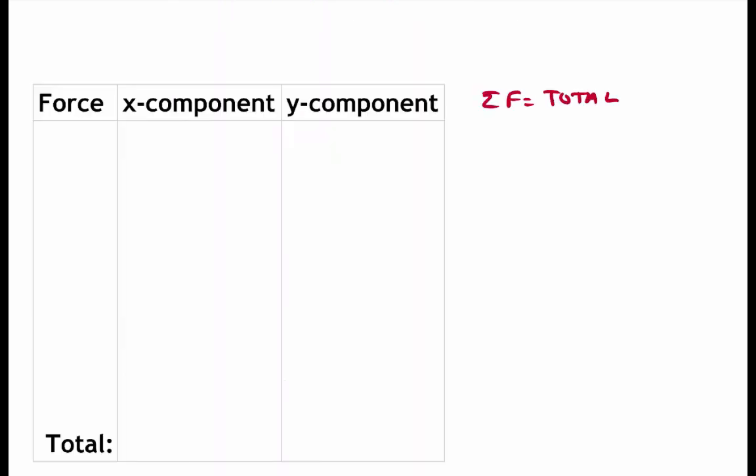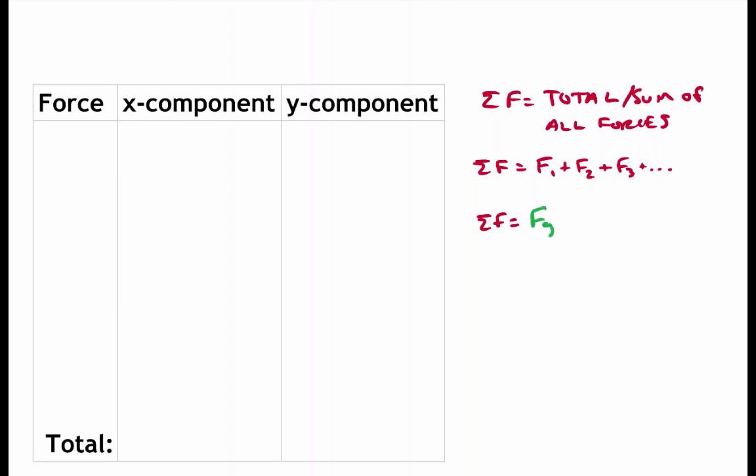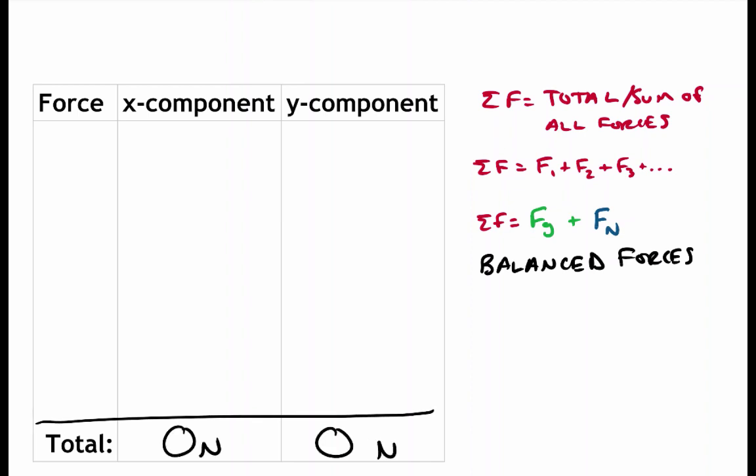The net force is the total force, or the sum of all the forces. So the net force would be F1 plus F2 plus F3 and so on. For this problem, the net force is equal to the force of gravity plus the normal force. We know the forces are balanced, which means that the total force in each x and y direction is 0 newtons. That's what balanced forces tell us. The x direction is horizontal, with right being positive and left being negative. The y direction is up and down, where up is positive and down is negative.